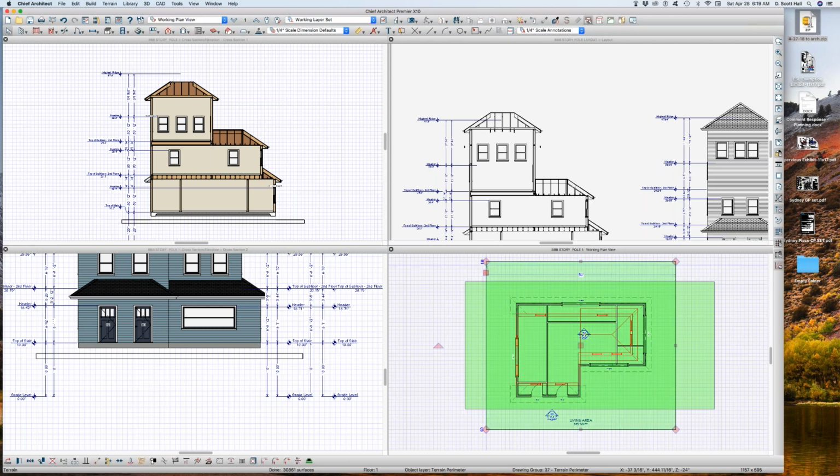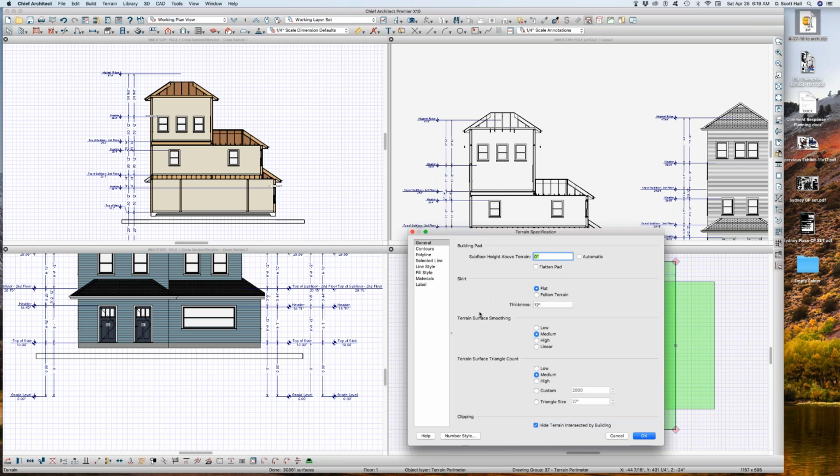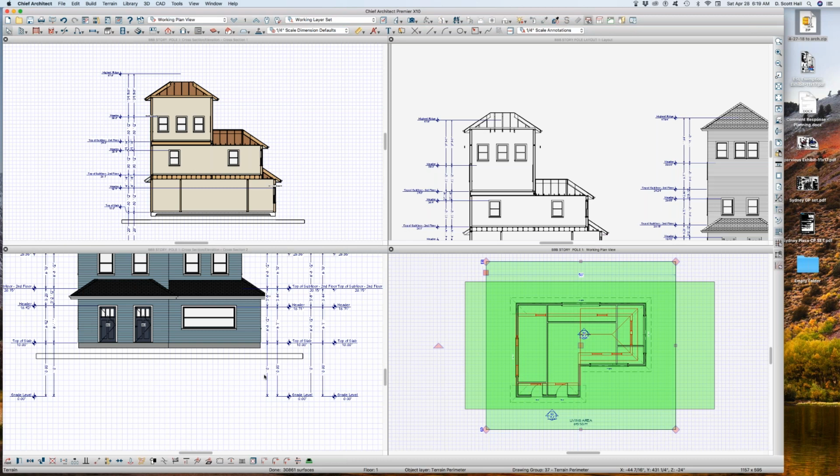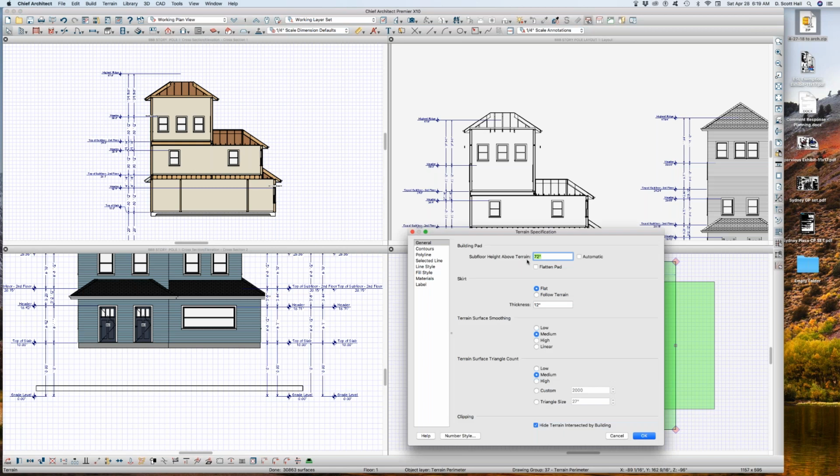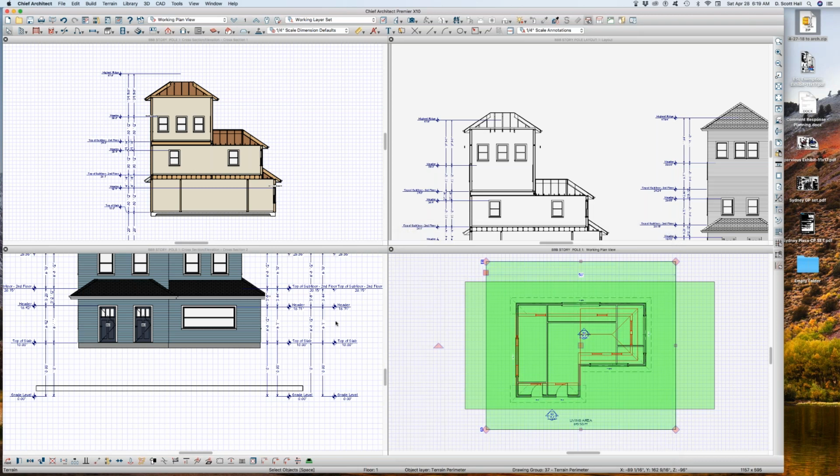Just so you guys know, the terrain is going to be 6 feet thick, just so you can see it easier. I have to change that. The house is 2 foot above the terrain, and the skirt is the thickness right here. This is what I was trying to do. 6 foot. Okay.